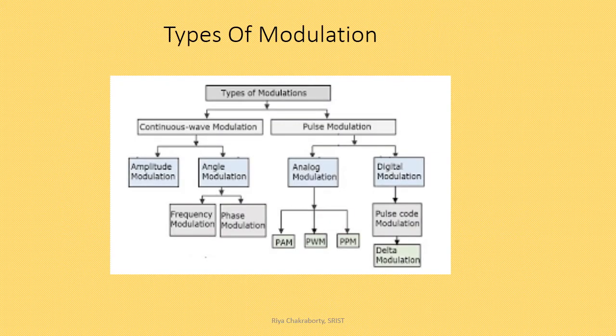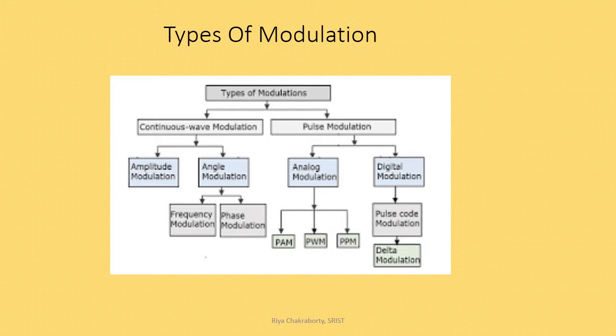Now we will go through the types of modulations. There are two types, continuous wave modulation and pulse modulation. In continuous wave modulation, there are amplitude modulation and angle modulation. And angle modulation is also divided into two forms, one frequency modulation and another phase modulation. And in pulse modulation, there are two types, analog modulation and digital modulation.